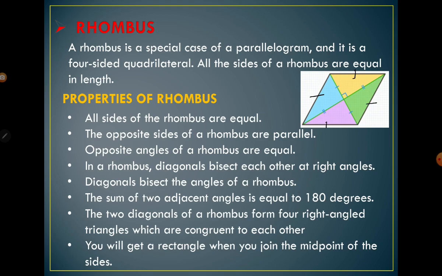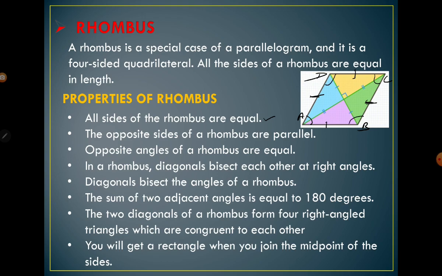Now let us see what is the difference between a square and a rhombus. Now come to the properties. All the sides of a rhombus are equal. This is my first property. The opposite sides of a rhombus are parallel. Let this be A, B, here is C and here I am taking point D. Then opposite sides AB and CD are parallel, and AD is parallel to BC. Opposite angles of a rhombus are equal. Angle A should be equal to angle C, and angle B should be equal to angle D.